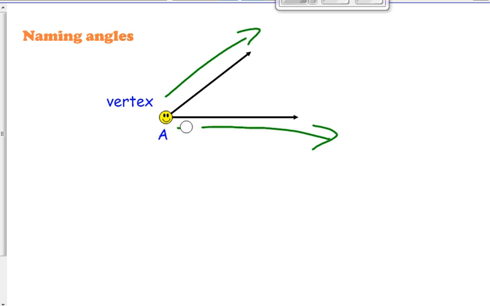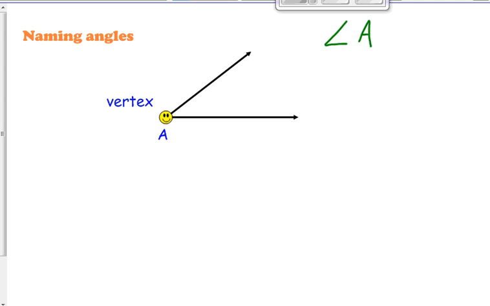Now, as we look at the picture, we see that we have one letter that signifies which angle we're talking about. And so the first way we could name an angle is if you have an angle by itself and you have a single letter at the vertex, you can call it angle A. And so you have our first example.